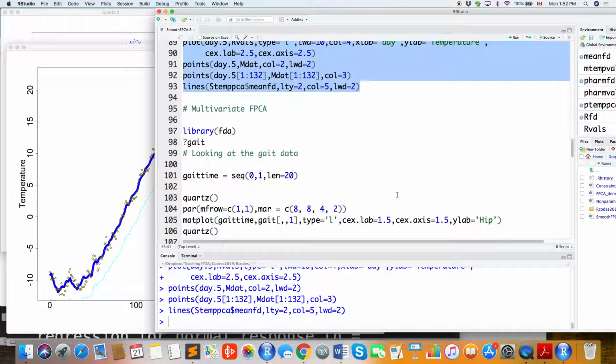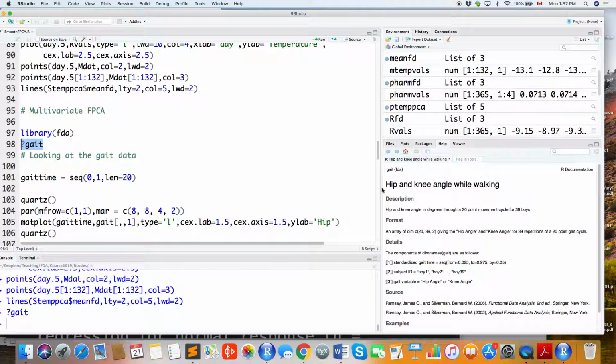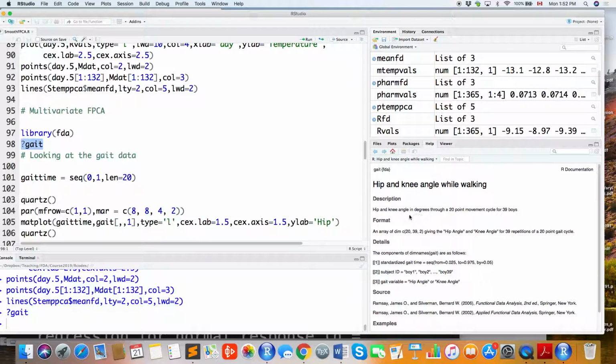So now let's switch to the next topic, which is multivariate FPCA. We are working on the gait data I showed you in our lectures. Basically, this is the data for the angles of the hip and knees in degrees in move cycles for 39 boys.